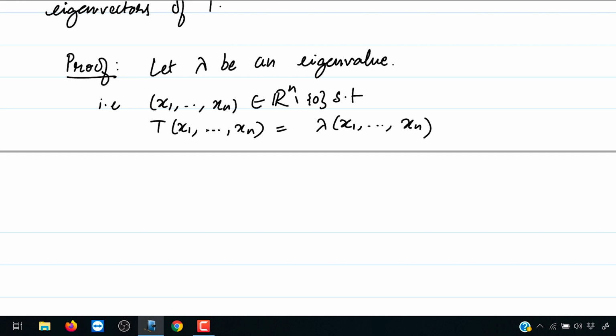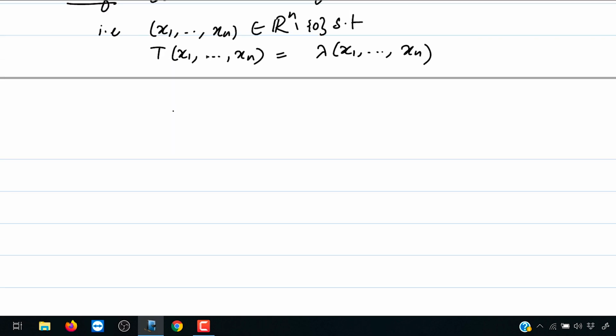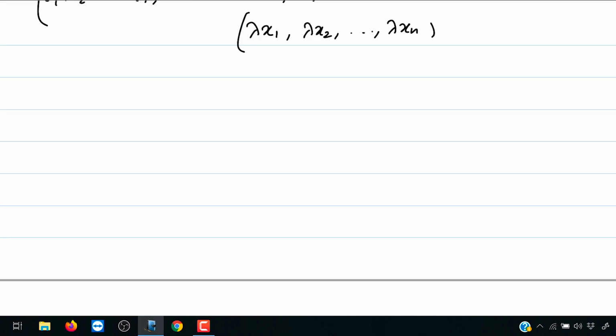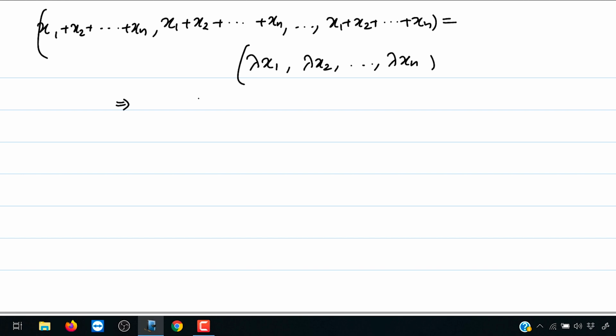Okay, let's see what this becomes. What is this going to manifest as? T of x1 to xn is the vector x1 plus x2 plus up to xn, x1 plus x2 plus up to xn, and so on, which will be equal to lambda x1, lambda x2, so on up to lambda xn. What does that mean? This means that we have these equations. This implies x1 plus up to xn is equal to lambda x1. x1 plus x2 plus up to xn is equal to lambda x2.